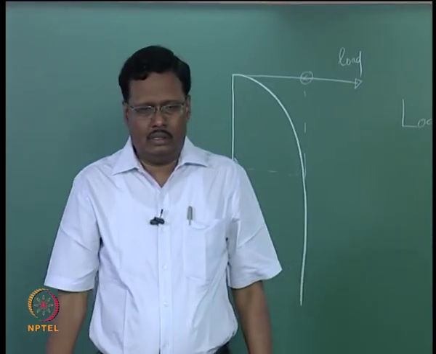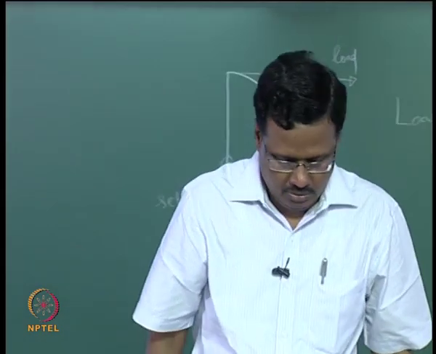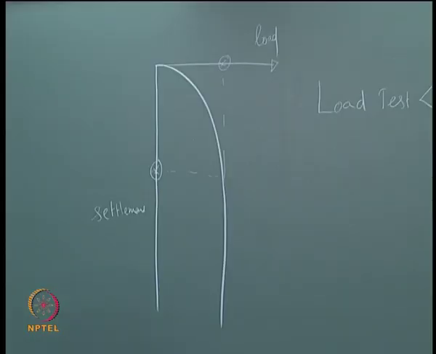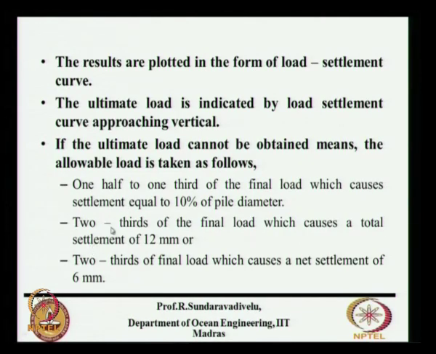There are other criteria also: 2/3 of the final load which causes a settlement of 12 millimeters, or 2/3 of the final load which causes a net settlement of 6 mm. So these are some advanced options that I am not teaching now.